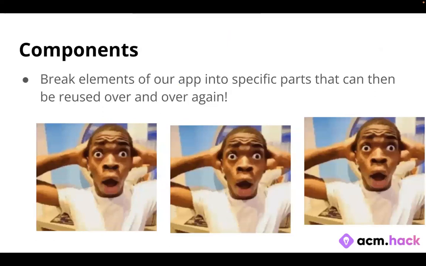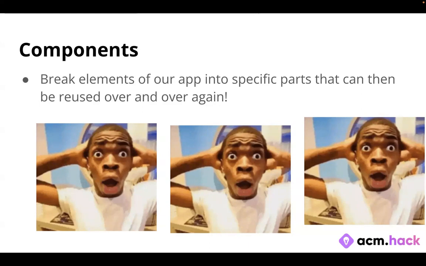Basically, we can take elements of our app and then break them into specific parts that can be reused over and over again. And this is helpful even for things that you might not reuse over and over, like a navigation bar. The reason is that later, if you're going through your code and debugging it, it's a lot more helpful to just know that you have one component that says nav bar, and you can get into the fine details of it if you need to, as opposed to just seeing all the code for a nav bar all at once and needing to parse through everything.